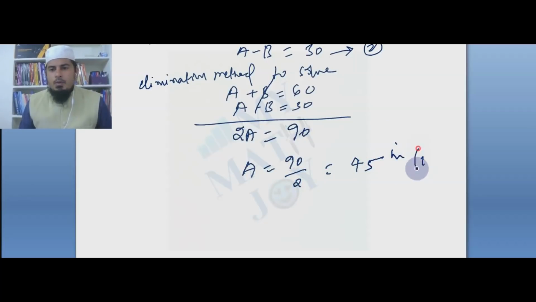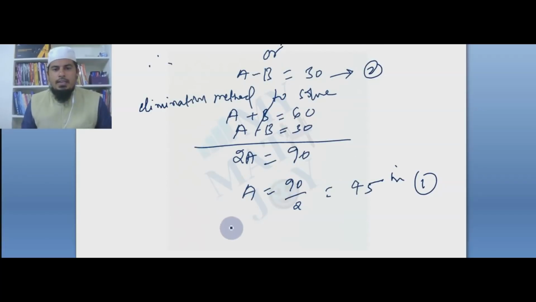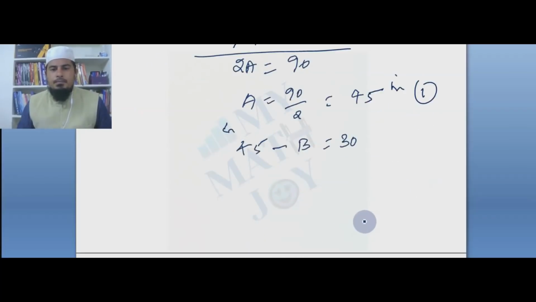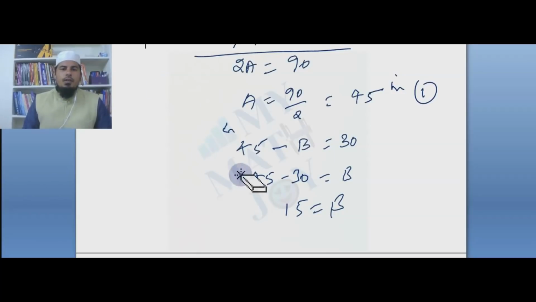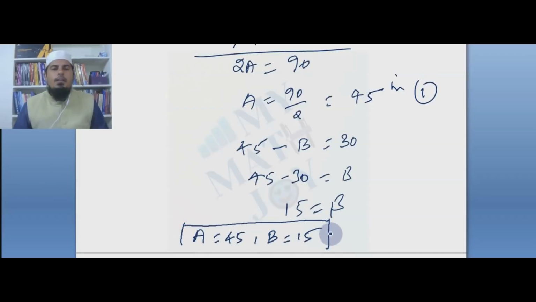In equation number 1, if I substitute, I'll get 45 plus b equals 60. So b equals 60 minus 45, which is 15. So I got the values: a is equal to 45, b is equal to 15. Hence I found this. Similar types of questions are there in today's worksheet. Come on, let us proceed with another type of question.